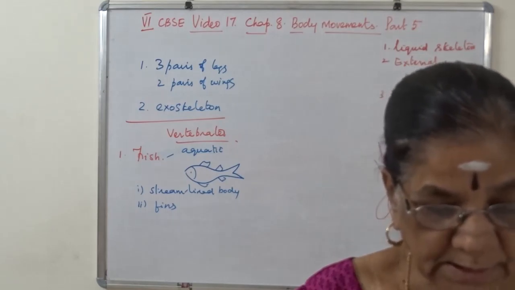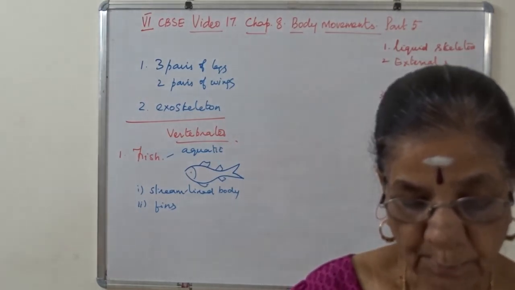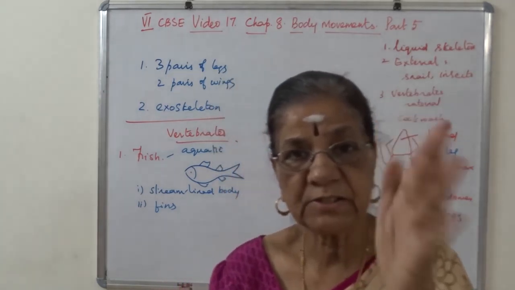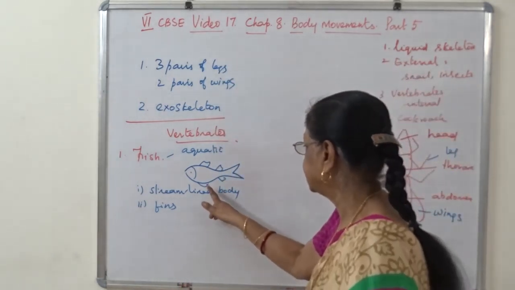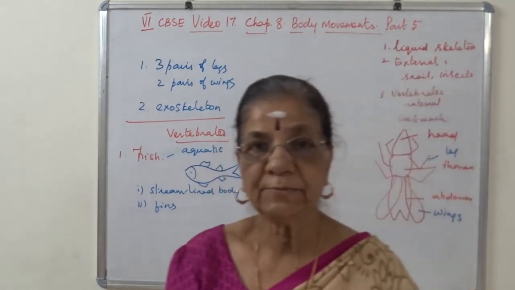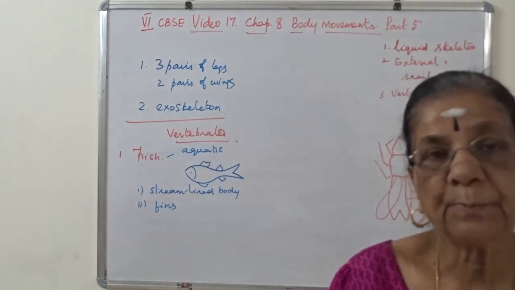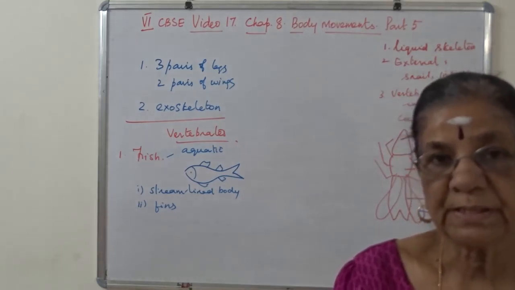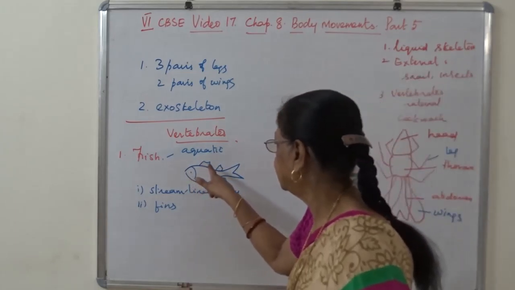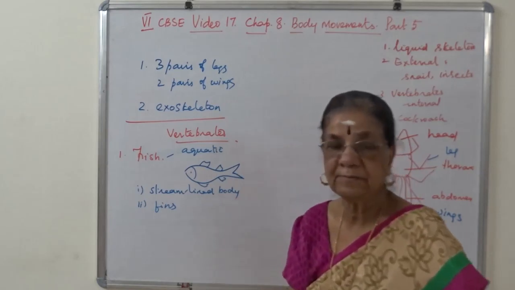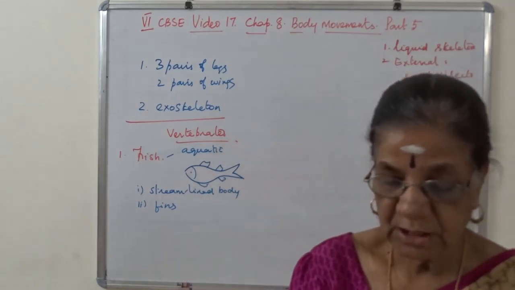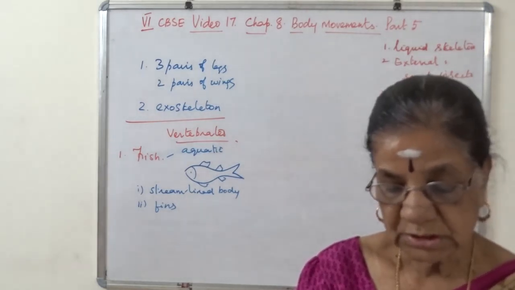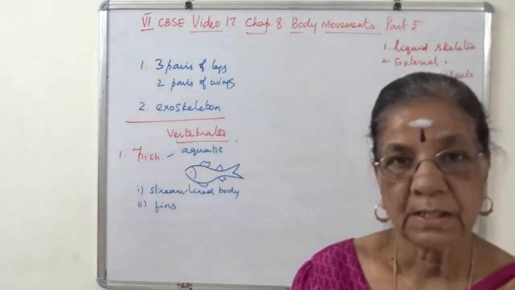The other fins help to maintain balance, change direction, move up or down, and also slow down when swimming. The tail moves from side to side, but at the same time the other fins, the pectoral fin at the front and the pelvic fin behind, work too. This is the pectoral fin, this is the pelvic fin, this is the tail. The pectoral and pelvic fins help to maintain balance, change direction, move up or down, and also slow down when swimming. I hope you are listening.